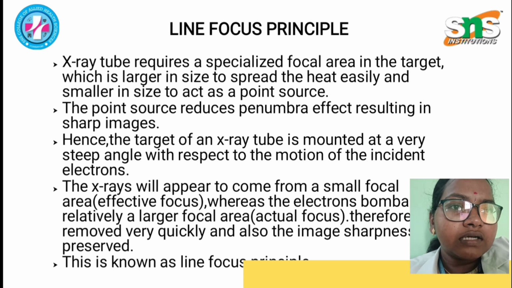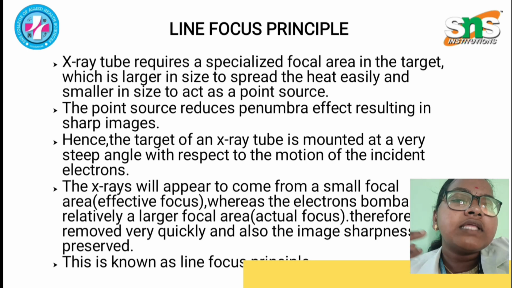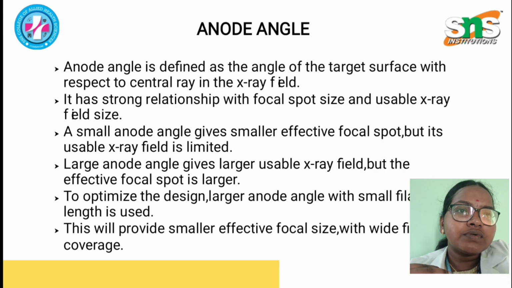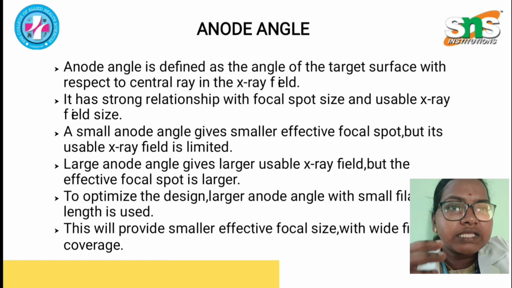Hence, the target of the X-ray tube is mounted at a very steep angle with respect to the motion of the incident electrons. The X-rays appear to come from a small focal area, which is known as the effective focal spot, while the electrons actually strike a large focal area, which is known as the actual focal spot. This is known as the line focus principle. Anode angle is the angle of the target surface on the anode side.